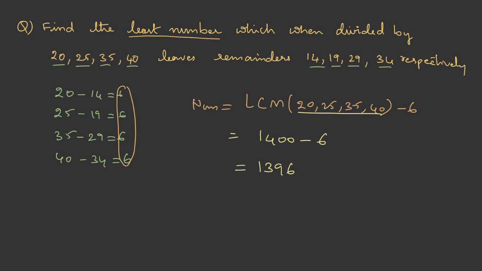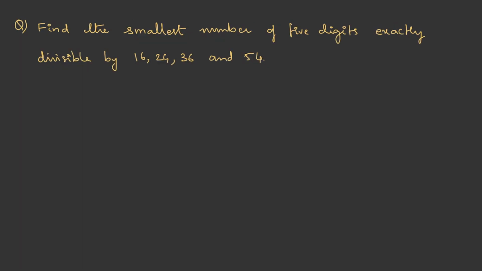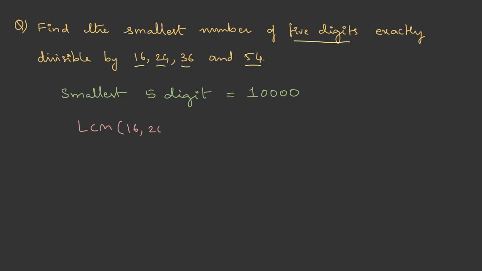Okay, let's try another model. Find the smallest number of 5 digits exactly divisible by 16, 24, 36 and 54. First let me write the smallest 5 digit number. We already know the smallest 5 digit number is 1 followed by 4 zeros, and we need to get a number which is divisible by all the given 4 numbers. So let me take the LCM of 16, 24, 36 and 54. The LCM is 432. Now divide 1 followed by 4 zeros by 432.